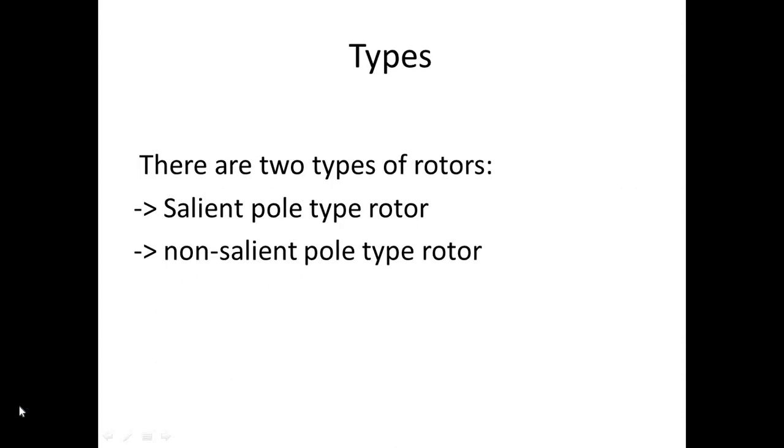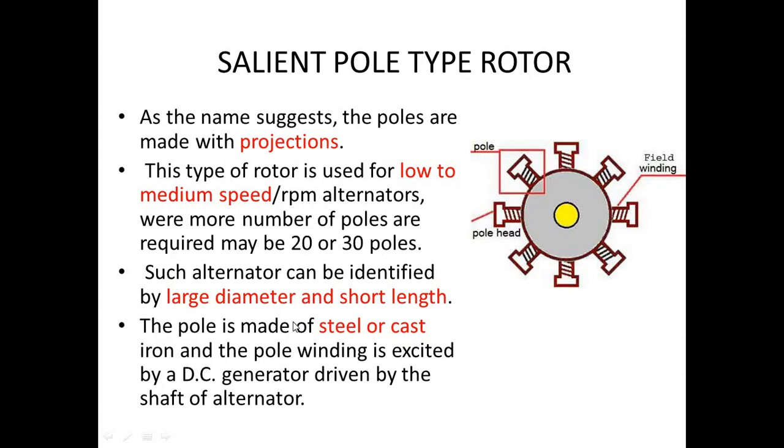Types of rotor. There are two types of rotors. The first one is salient pole type rotor. Another one is non-salient pole type rotor. Salient pole type rotor. The figure shows a salient pole type rotor. As the name suggests, the rotor has many projections. Because of these projections, the rotors are named salient pole type rotors. This type of rotor is used for low and medium speed alternators, generally between 500 to 600 rpm.